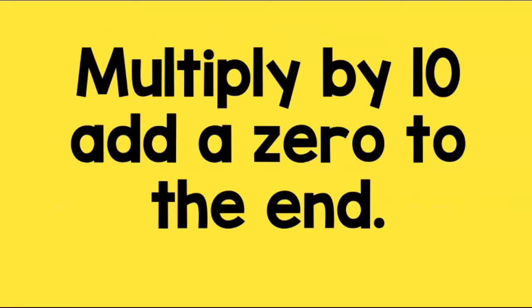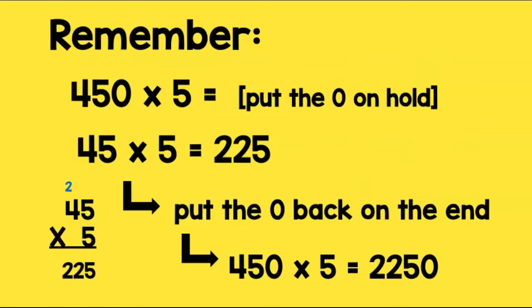A helpful reminder again: multiply it by 10, add a 0 to the end. So remember, if you have 450 times 5, we put that 0 on hold, and we did 45 times 5. We came up with 225, and then we put the 0 back on the end. So 450 times 5 is 225 plus the 0, 2,250.